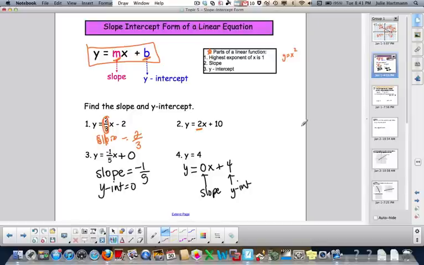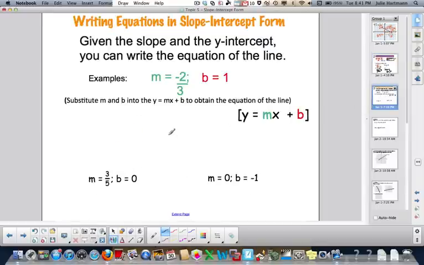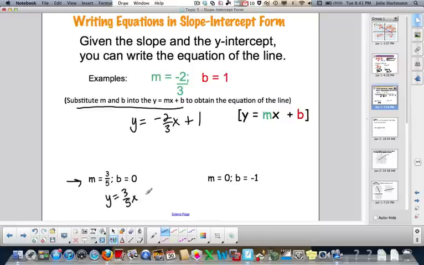Now the next piece is writing equations in slope-intercept form. If you're given the slope and the y-intercept, how do you write the equation? Well, that's easy. We substitute m and b into y equals mx plus b. So in this equation, m equals negative 2/3, b is 1. That means our equation is y equals negative 2/3 x plus 1. Here you're given a slope of 3/5, y-intercept of 0. You have y equals 3/5 x plus 0.